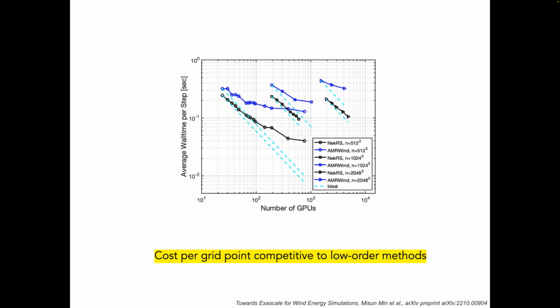And by the way, here we're using the same number of grid points. So this chart is really to say, even if you use the same number of grid points, there is no extra overhead coming from the high order method, meaning the cost per grid point is competitive, if not even lower than the low order method.